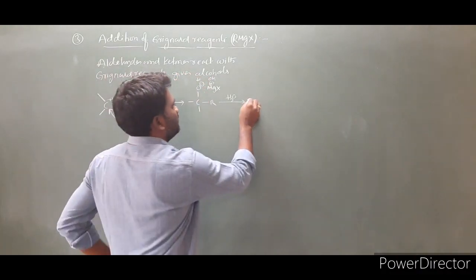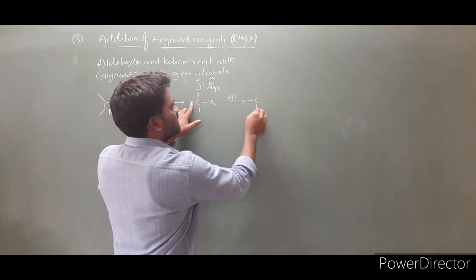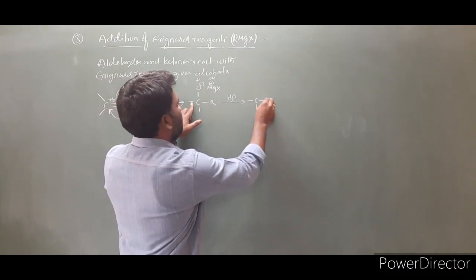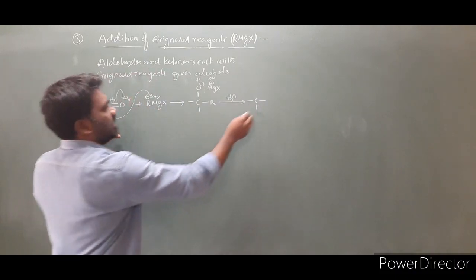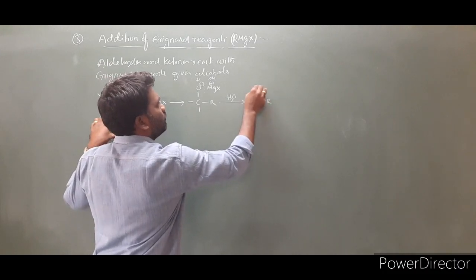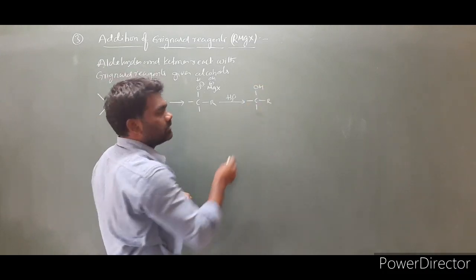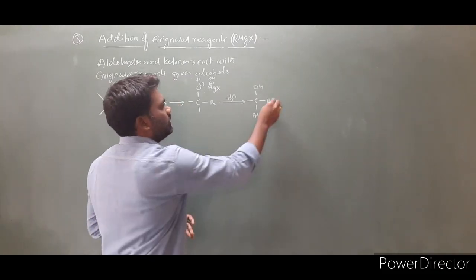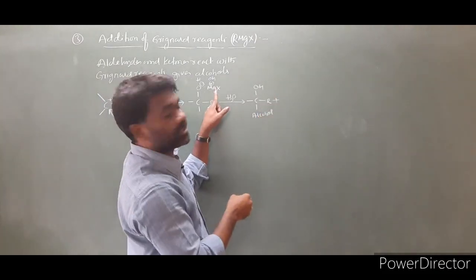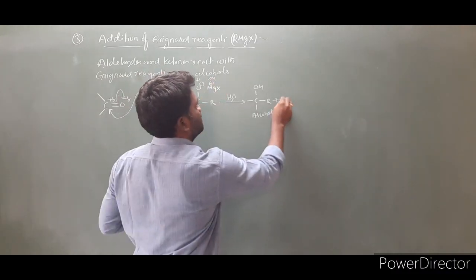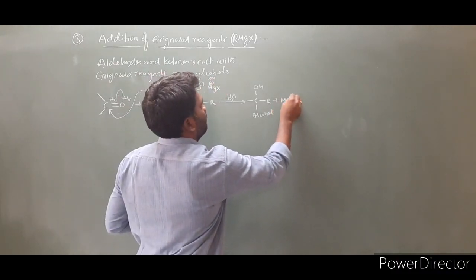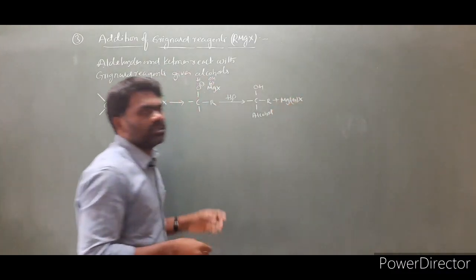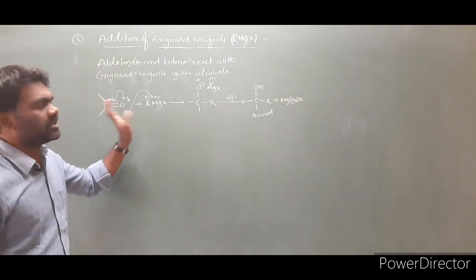Then the product is this: this group remains the same, and the alkyl group R is attached to this carbon, along with OH. So this is nothing but alcohol. Alcohol is the product. One more byproduct is formed. What is the byproduct? MgOHX. So you will understand more clearly by taking some examples.